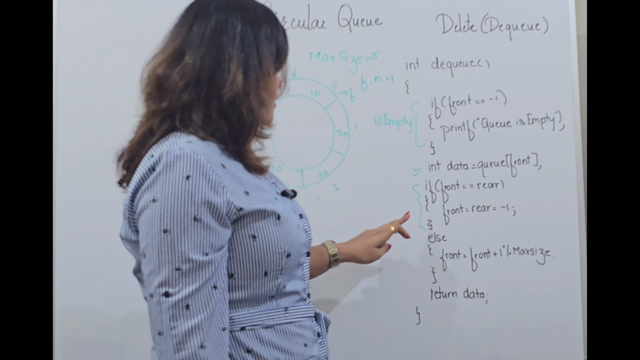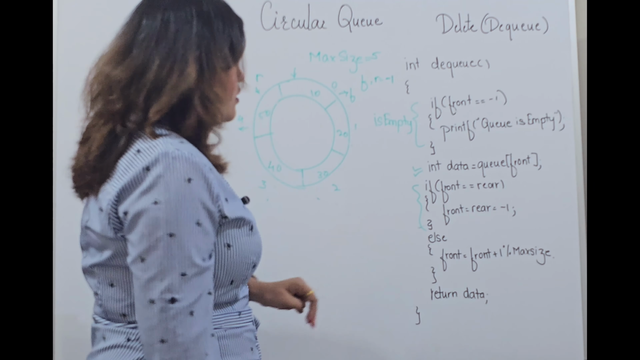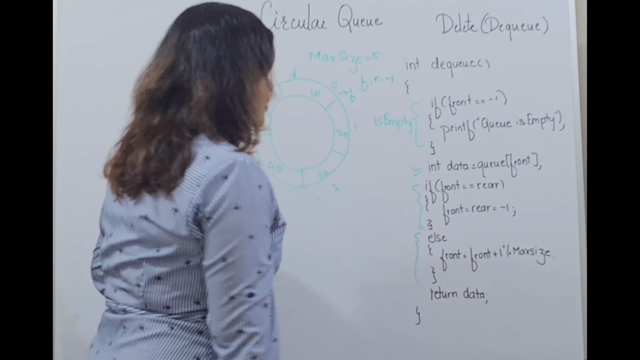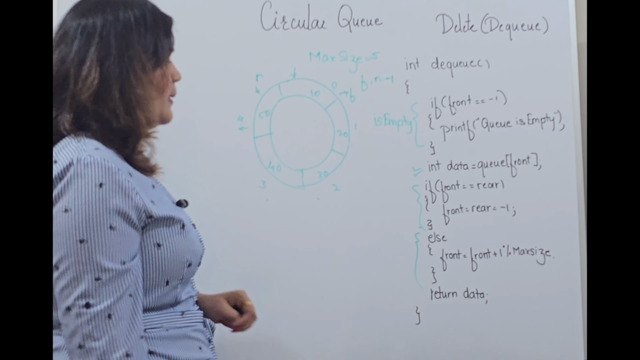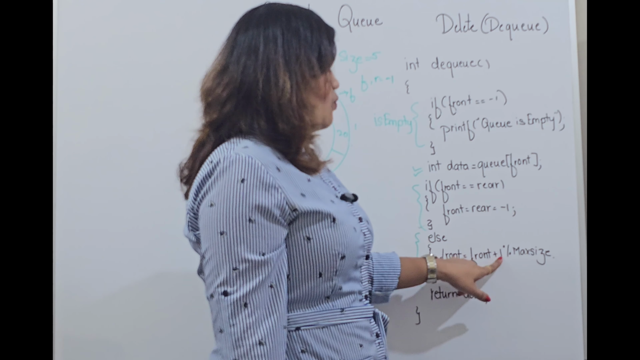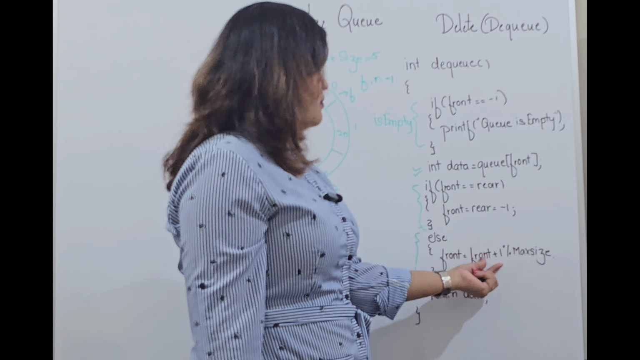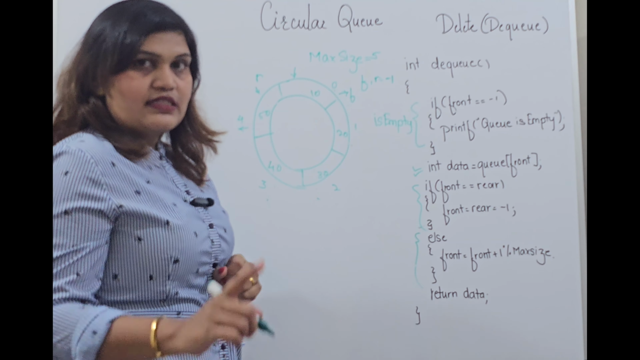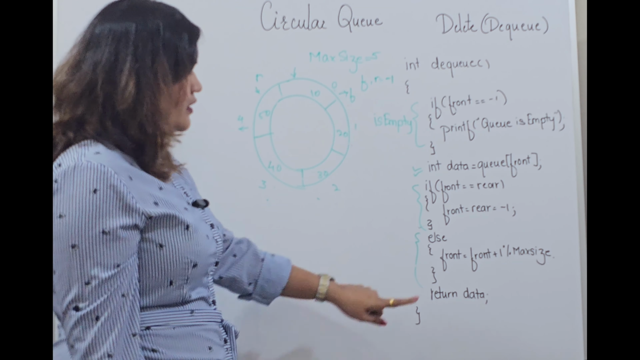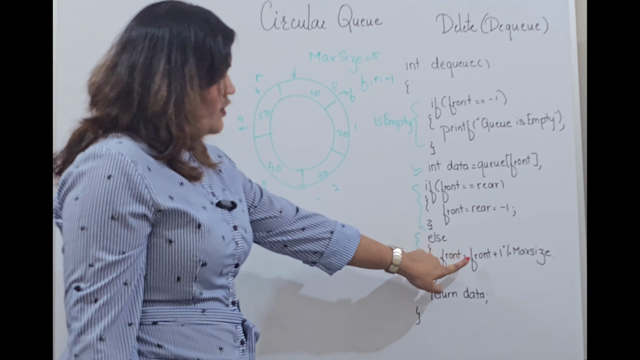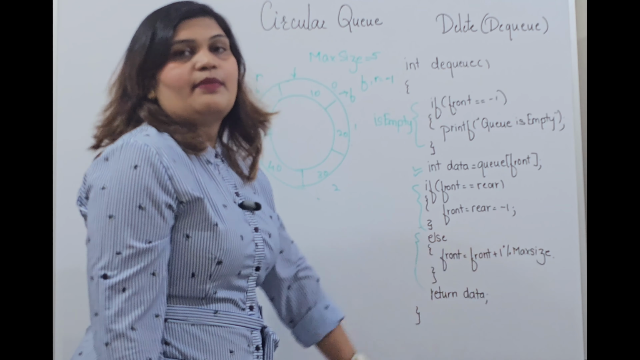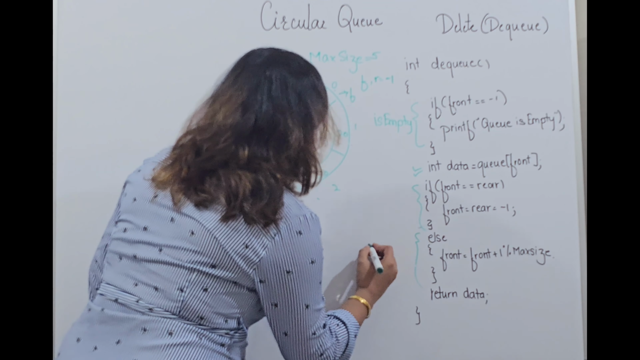After that, the else condition. This is the condition where we are actually working for a deletion. What are we doing? front equal to front plus 1 mod of max size. Very similar to our condition for insertion, right? For insertion, it was rear is equal to rear plus 1 mod of max size. It was for incrementing my rear. Here it is for incrementing my front. Front equal to front plus 1 mod of max size, incrementing my front.